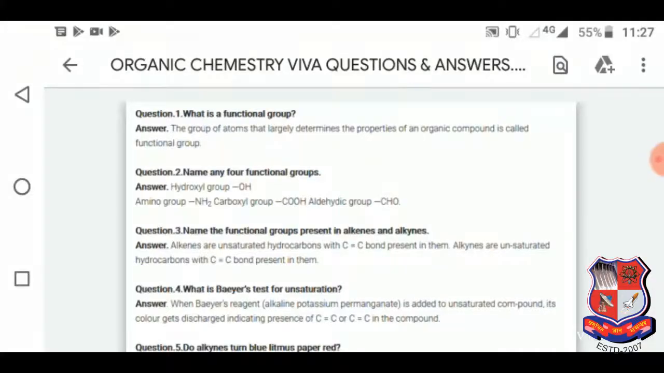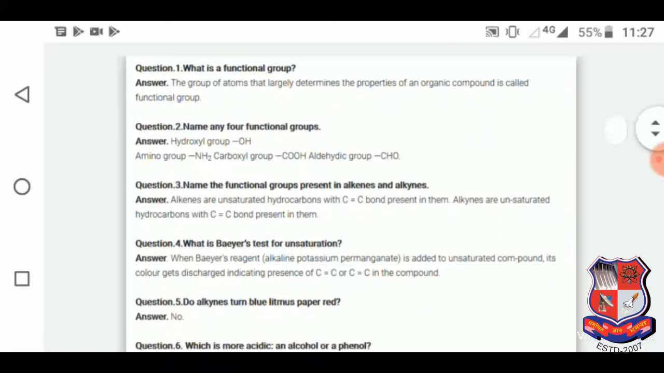Hello students, so today we will discuss some important viva-related questions in organic chemistry. So the first question may be: what is a functional group? The group of atoms that largely determines the property of an organic compound is called the functional group. Name any 4 functional groups. The answer will be hydroxyl group, amino group, carboxyl group and aldehyde group.